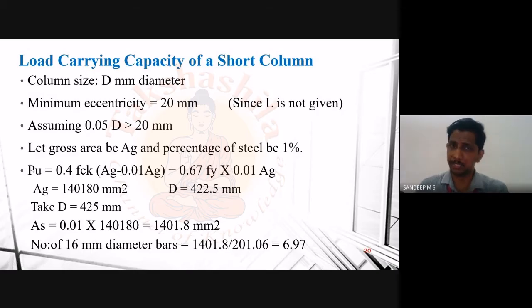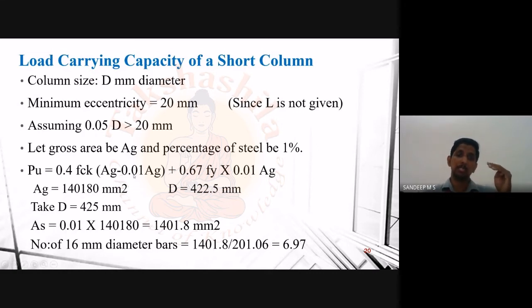Please take care of the units. Generally, students will commit mistakes here. They will just substitute it as kilonewton and substitute fck in newton per mm square. That will make the answer completely wrong, so please take care of that. So here we have to substitute 1500 into 10 power 3 is equal to 0.4 fck into Ag minus 0.01 Ag, plus 0.67 fy into 0.01 Ag.